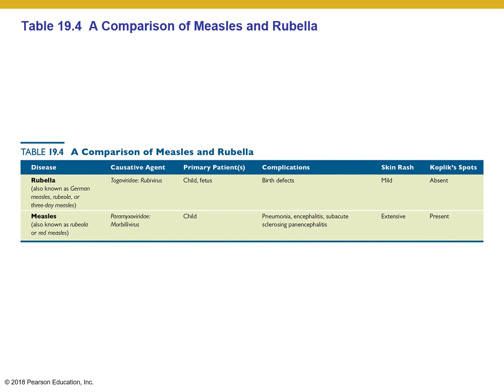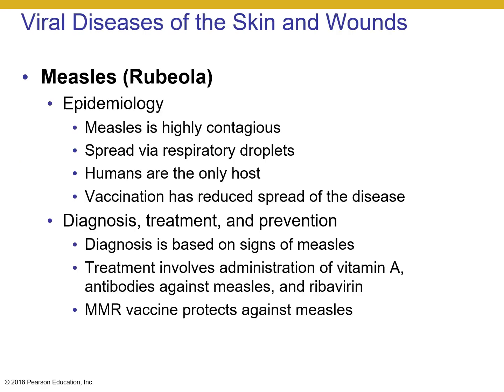In rubella, we can see birth defects, and that can kill a baby. The skin rash is mild, and there are no Koplik spots. In rubeola, we can see complications: pneumonia, encephalitis, and subacute sclerosing panencephalitis. That doesn't sound good. The skin rash is extensive, and there are Koplik spots in the mouth.